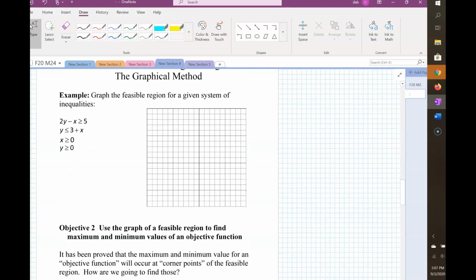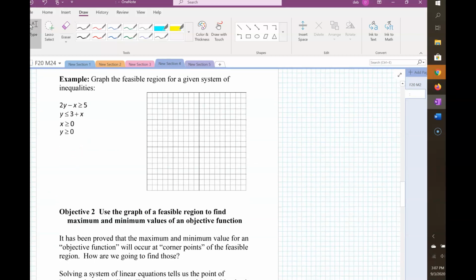So let's look at an example. We're asked to graph the feasible region. So that means the overlap of all these graphed inequalities. What does that look like? So it really helps to organize work. So I'm going to label the first inequality number 1 and then come down here so you can see the work that's connected to that first inequality.